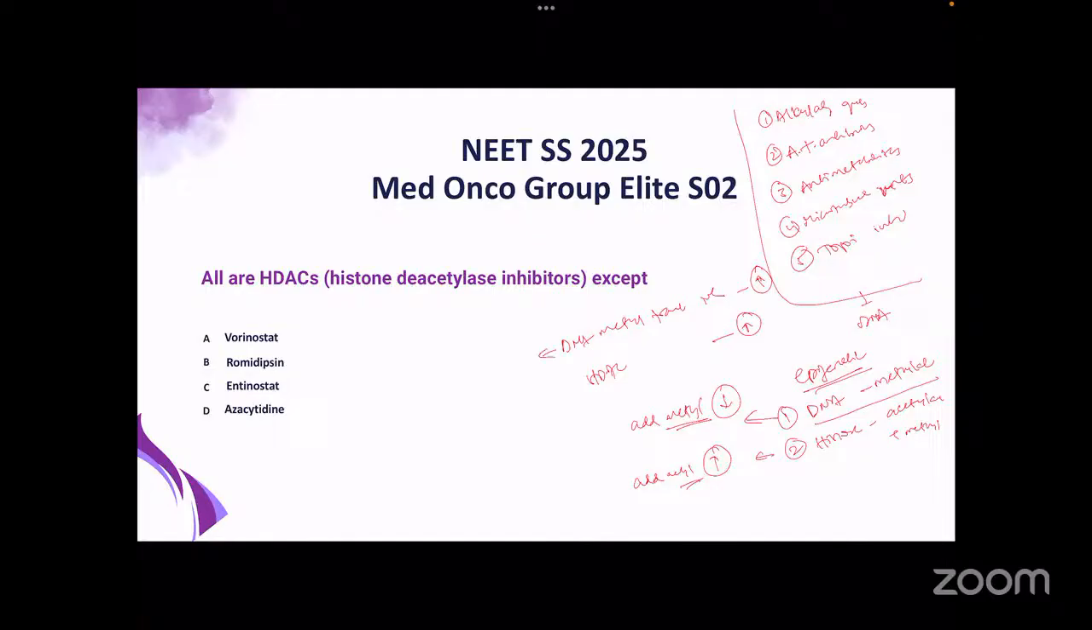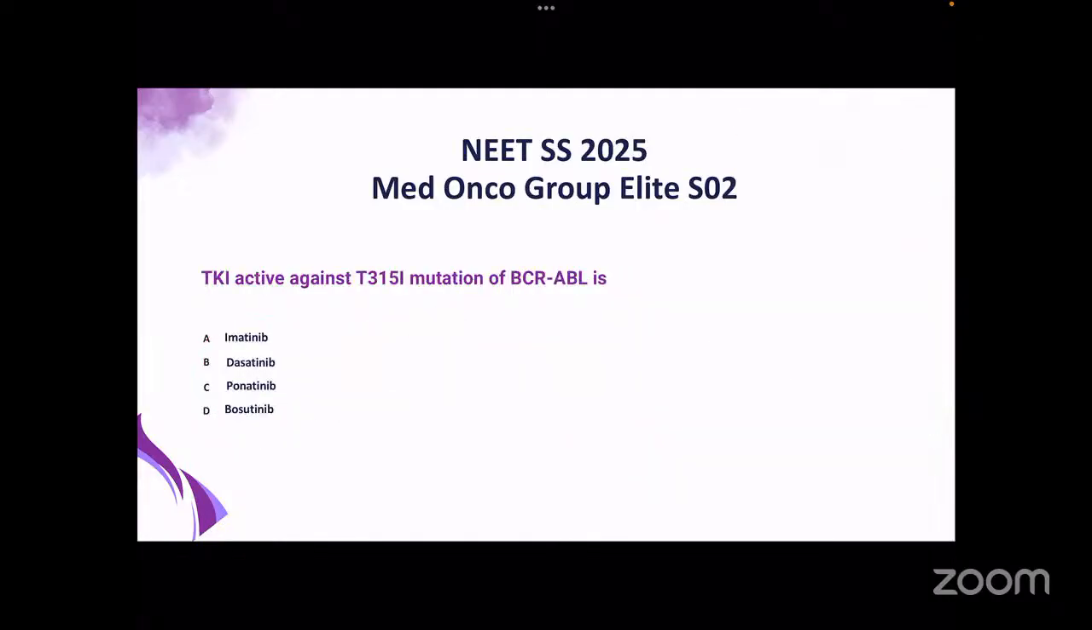What are the examples of DNA methyltransferase inhibitors? Decitabine, azacitidine. And HDAC inhibitors are vorinostat, romidepsin, entinostat. So the answer is azacitidine, which is a DNA methyltransferase inhibitor. Where are these drugs used? All the HDAC inhibitors are commonly used in CTCL, cutaneous T-cell lymphoma, or PTCL, peripheral T-cell lymphoma. Azacitidine and decitabine are used for acute myeloid leukemia or myelodysplastic syndrome. Okay. Come to the next question.